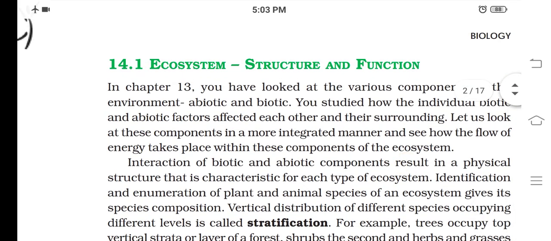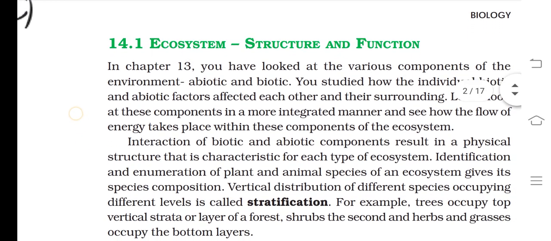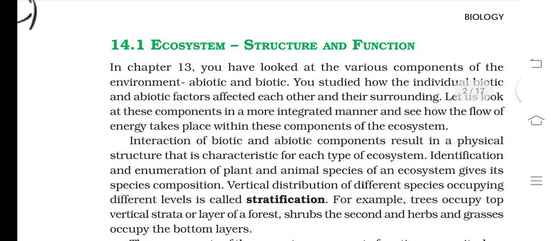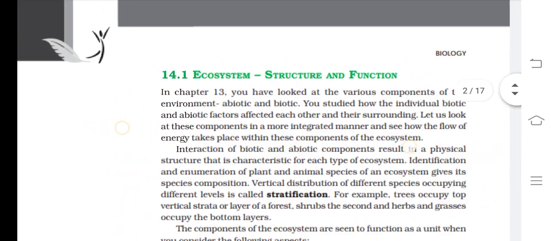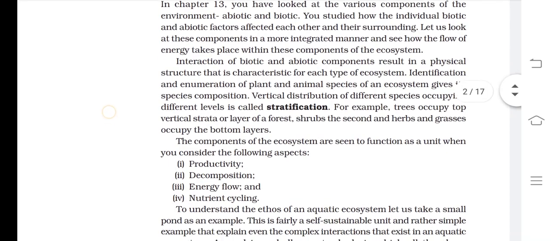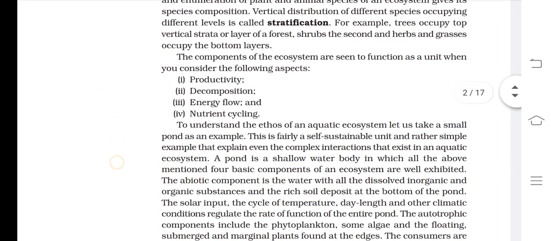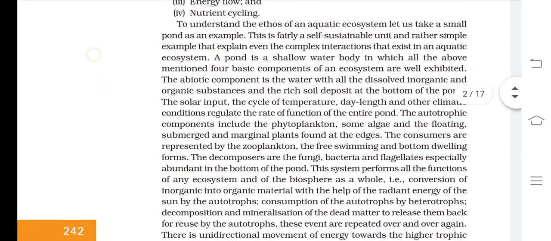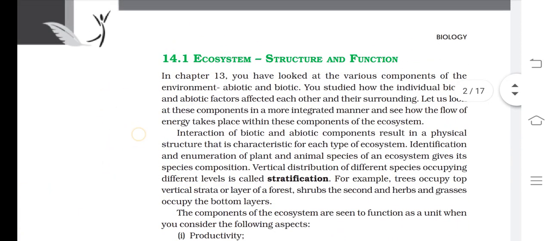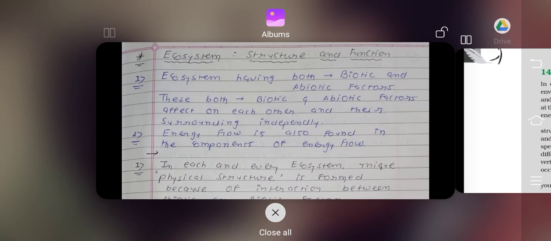Hello friends, today we are going to learn about the next topic of chapter number 14, ecosystem. The name of the topic is structure and function of ecosystem. In your textbook this topic is there, but for our understanding we will divide this topic into two parts. And now we will go to the notes.